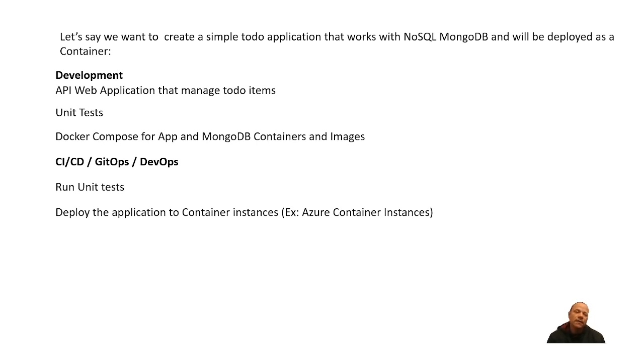We're going to have unit tests that's also working with mocked MongoDB, and we are going to have the dev environment working on Docker Compose, which will contain two containers, one for the MongoDB and one for the Web API application. After this, we are going to have CI/CD workflows using GitHub actions, and these actions are going to run the unit tests for us and deploy the application to container instances. In this case, it's Azure.